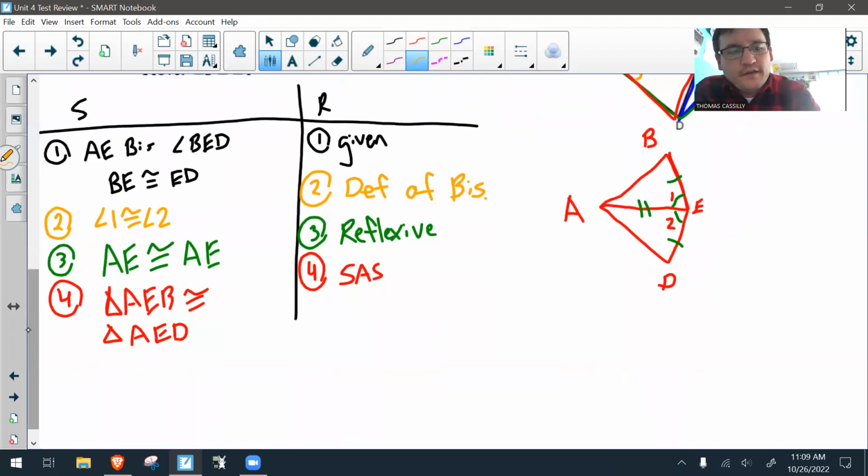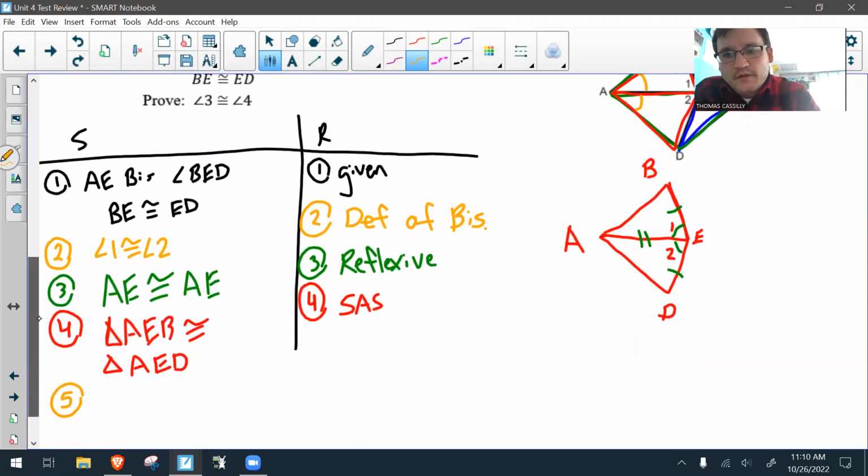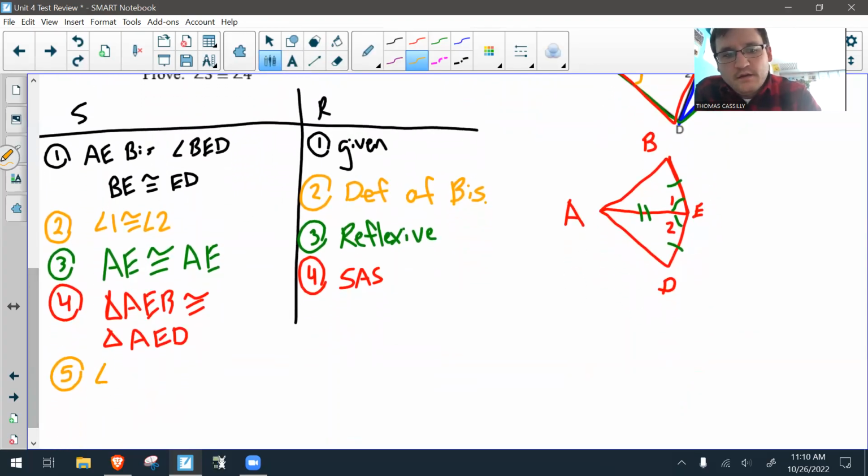All right, so I'm going to say that. So I'm going to say step 5. All right, we can say, I already forgot the letters, angle DAE is congruent to angle BAE. All right, that is by CPCTC.